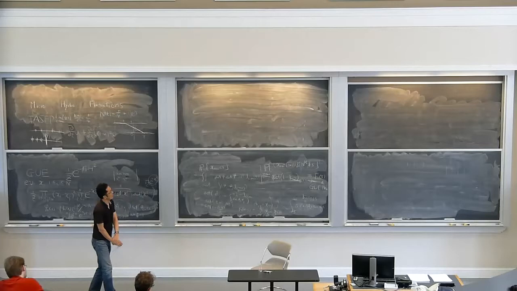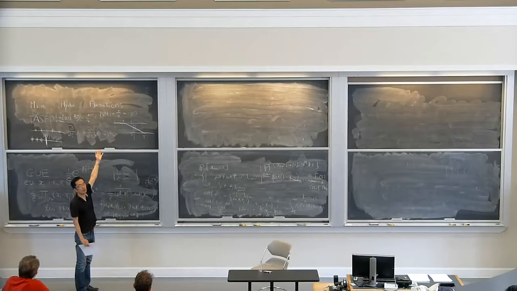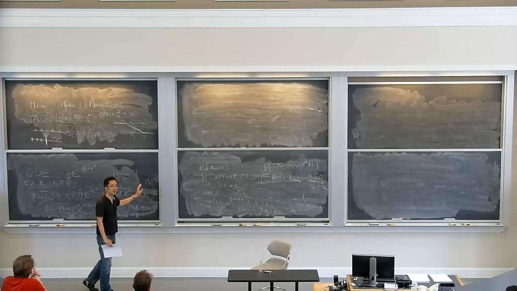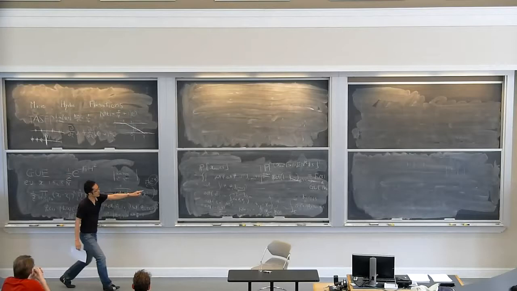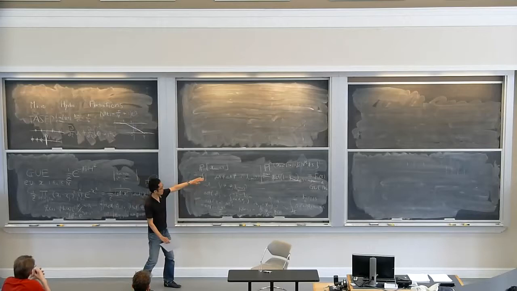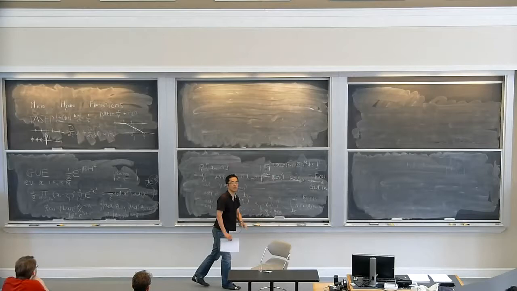And in fact, to show this limit theorem for TASEP, we do something very, very similar to this. But at some point, we arrive at an expression which looks very similar to this one, or maybe this one. At this point, I can just say that by following the same calculations as for the GUE, we can arrive at the GUE Tracy-Widom distribution, right?